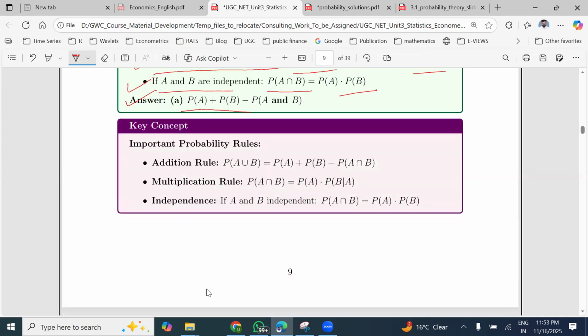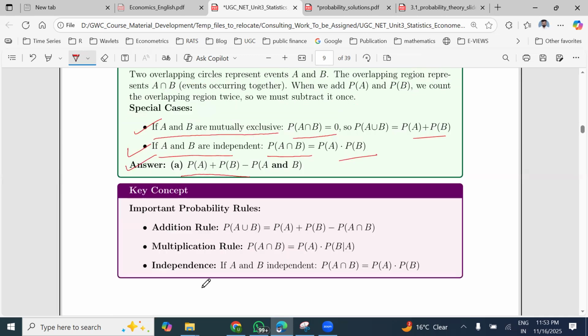Is it clear? So what are the key concepts which are used over here? Addition rule, multiplication rule, and independence condition. You have to remember these three, so that if any questions come straight away in this section using these rules, you should try to get maximum marks.